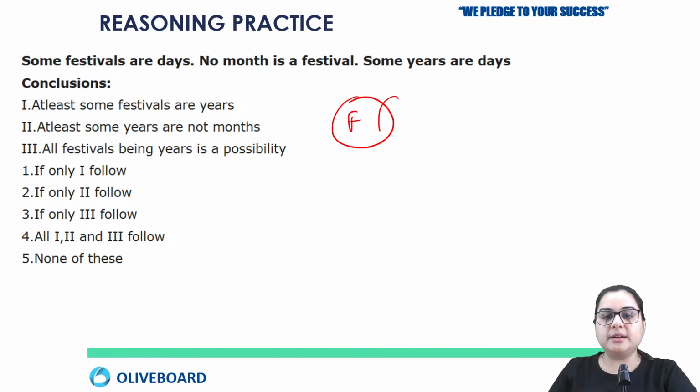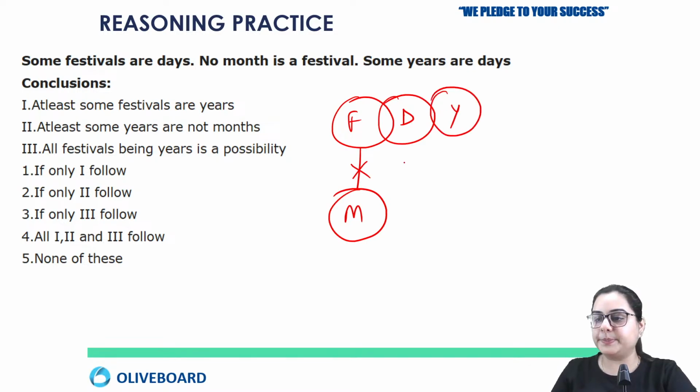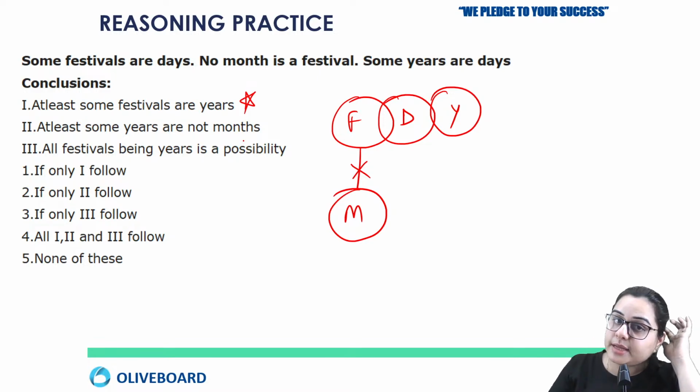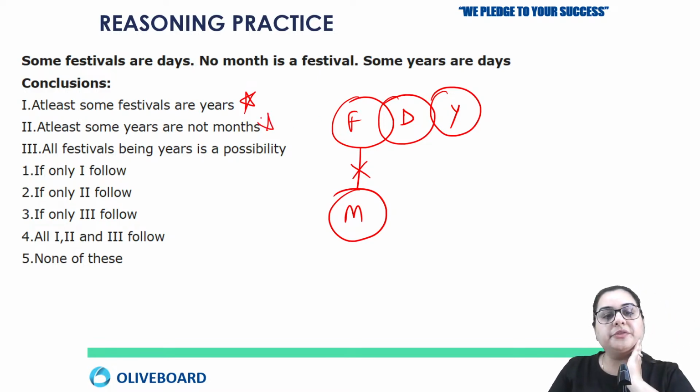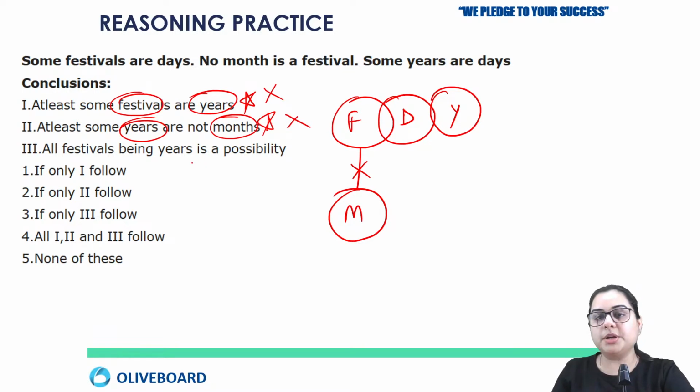Some festivals are days, no month is a festival, and some years are days. Okay. Some festivals are years, that is doubtful. Okay. At least some years are not months, that is again doubtful. But here he is talking about festival and years, and here he is talking about years and months, so we cannot mark either or. So these two are wrong because these are doubtful ones and they are not getting any pair.